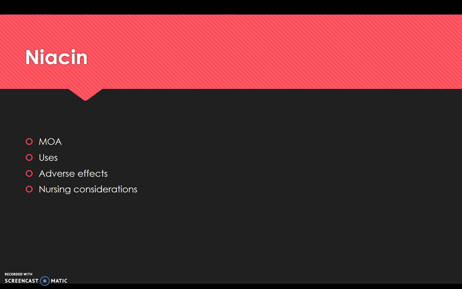Niacin. Mechanism of action is not completely known. We do know that it inhibits the LDL synthesis or VLDL synthesis by the liver. Uses are typically to decrease cholesterol concentrations. And again, this does it by increasing the amount of HDL.